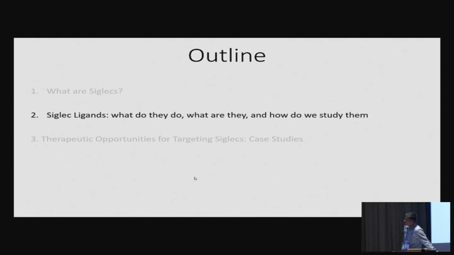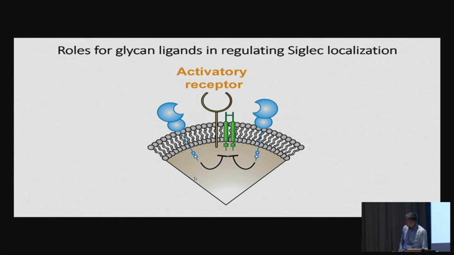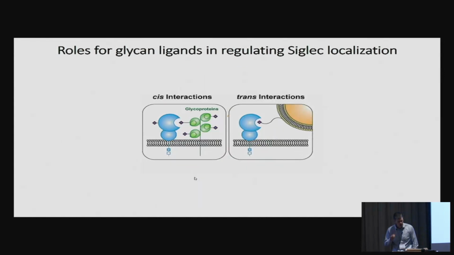And that brings me to the second point. So siglec ligands, probably the deepest we'll go here. Okay, so just to remind you, it's all about location. It needs to be close. And we're going to look at how interactions with sialic acid containing glycans could influence this proximity.